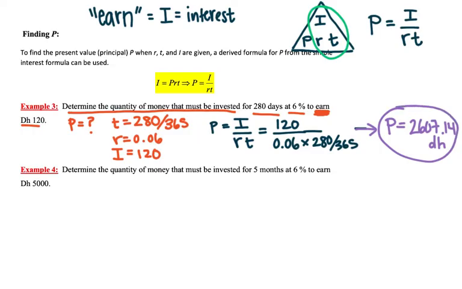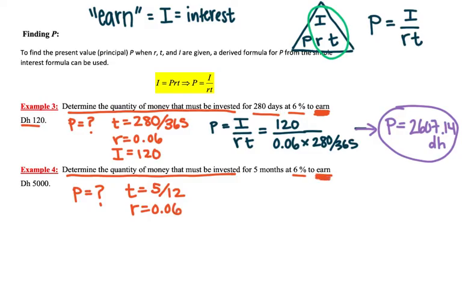Okay, let's look at the next example. Determine the quantity of money that must be invested. Again, that's the starting amount we need to determine. And it says time is 5 months. Again, I cannot put 5. That would mean 5 years. So 5 months is 5 divided by 12. Rate is 6% again. And it's going to earn 5,000. That's the interest. The interest earned is 5,000.